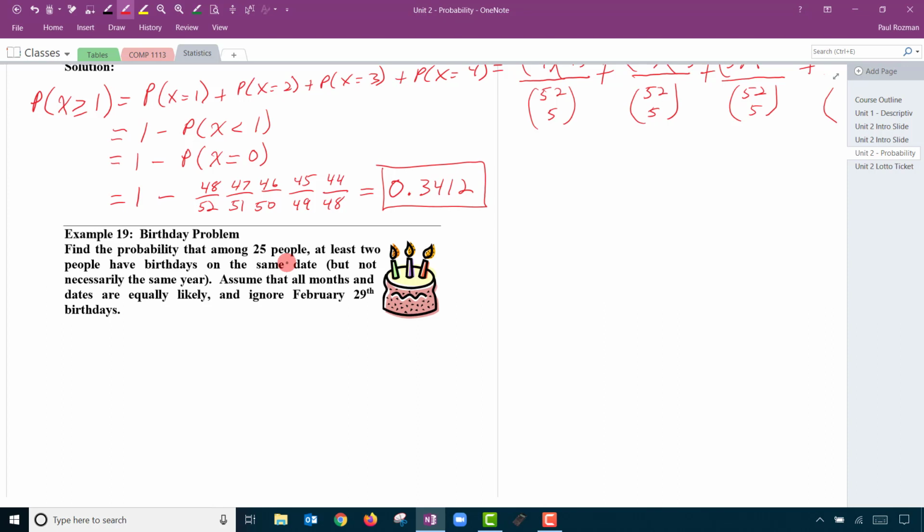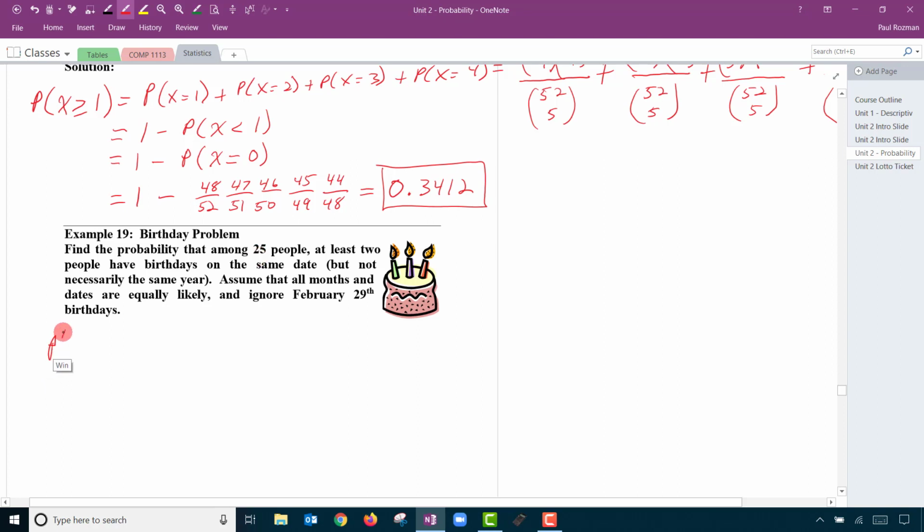Usually I poll the class, and students will generally say, oh, well, if there are 25 people, that's 25 out of the 365 days in the year. So they guess that it's under 10%. But it turns out that this one is rather shocking. It ends up being much higher. Let's try to calculate it.